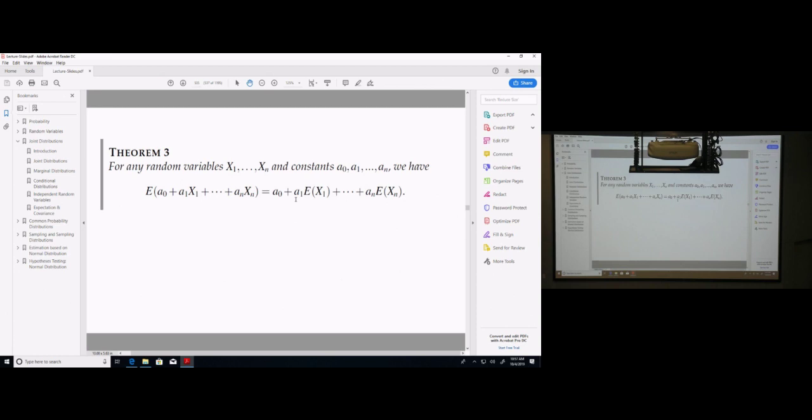Professor? Yes? Would those x1 through xn be the marginal distributions of x1 and x2 within the joint distribution? Good question. Actually, if you know the marginal, then you can directly use the marginal. If you haven't calculated the marginal yet, you will be forced to do it. Let me illustrate this. Yeah, it's a good question here.